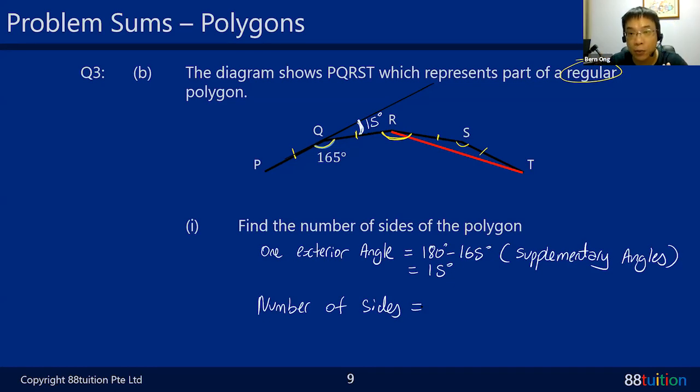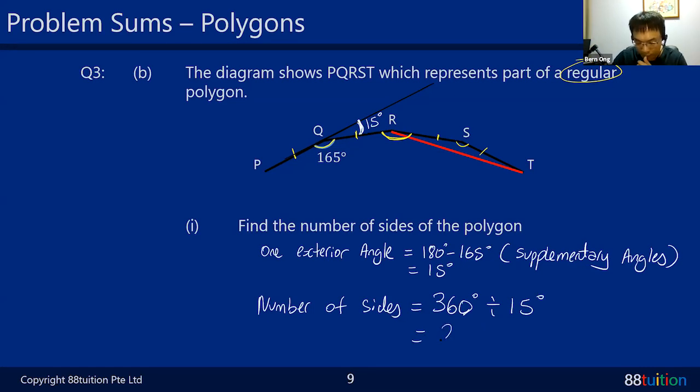All the exterior angles add up together for whatever polygon is always 360. So my question is, inside 360, how many 15 degrees are there? 360 divided by 15, answer is 24 sides.